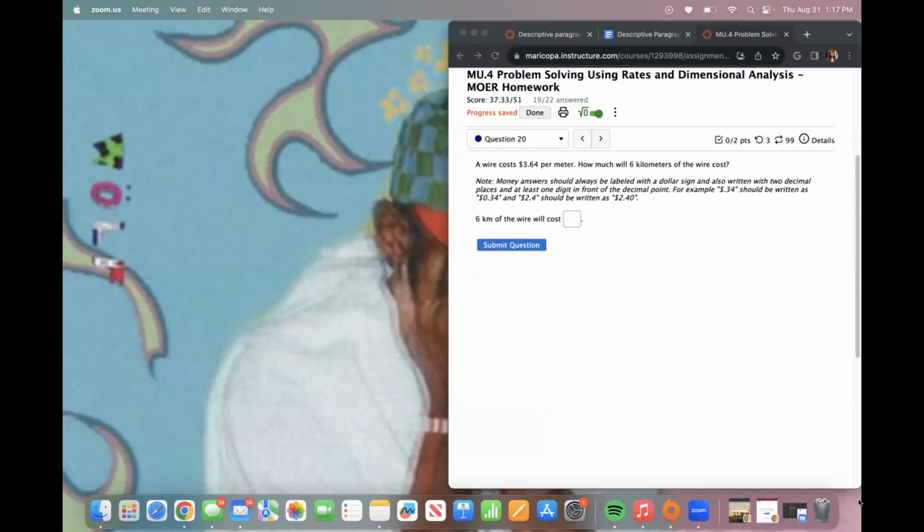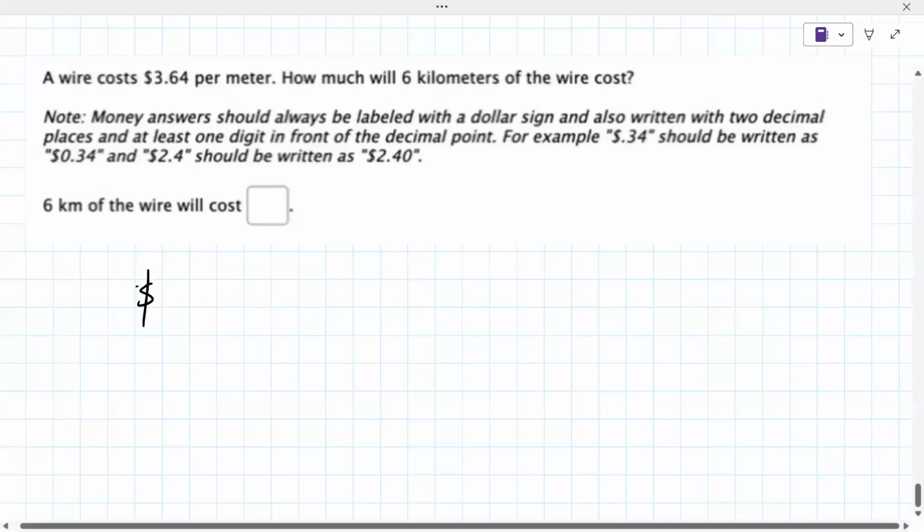How much will 6 kilometers of the wire cost? Okay, we can do this one because it's not a between-units calculation. So it'll be okay. All right, let me share my screen here. So it's currently $3.64 per meter, and we're interested in 6 kilometers.